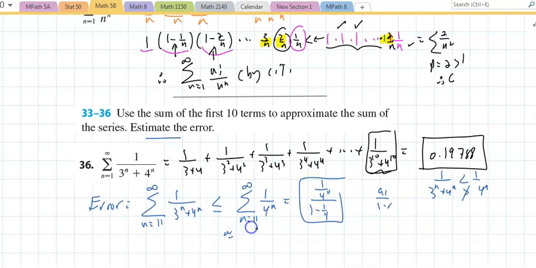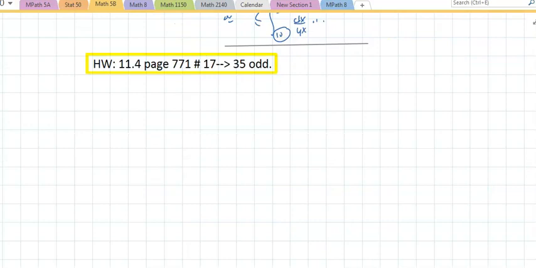Or you could say that's less than or equal to the integral from 10 to infinity, 10 you guys, of 1 over 4 to the x dx, and proceed. And there's the homework of that section.